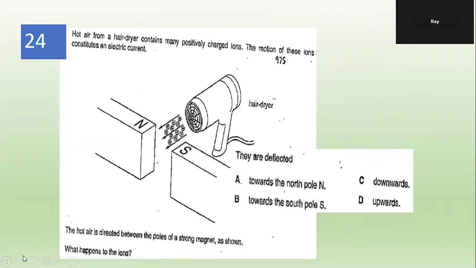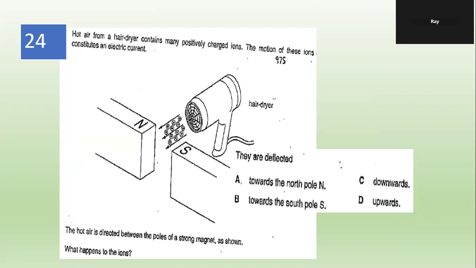Hot air from an air dryer contains many faulty charged ions. Motion of these ions constitutes electric current. The hot air is directed towards the pole of the bar magnet as shown. What happens to the ions?